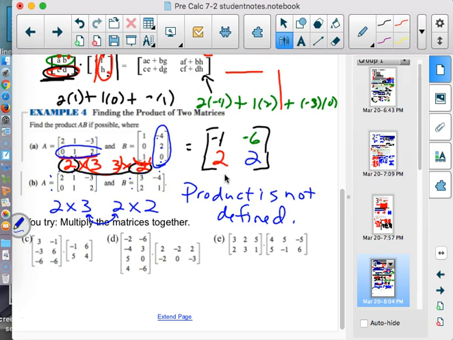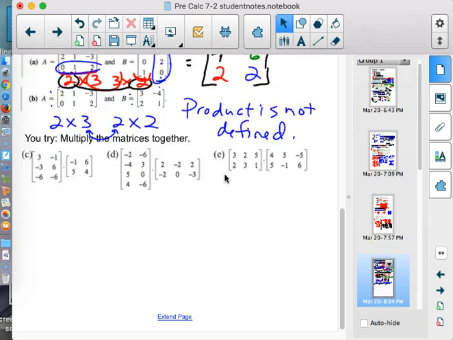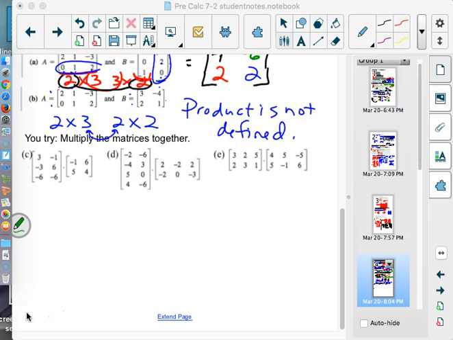You won't find a lot of those in the homework, by the way, but there'll be a couple just to get you started. Now, this says you try, multiply the matrices together. So it would be a really good idea for you to pause the video right now and give these a try. Now, as the matrices get bigger, it's a little harder to keep track of everything. So just try and do your best and see what you can do, and then I'll go through the multiplication with you.